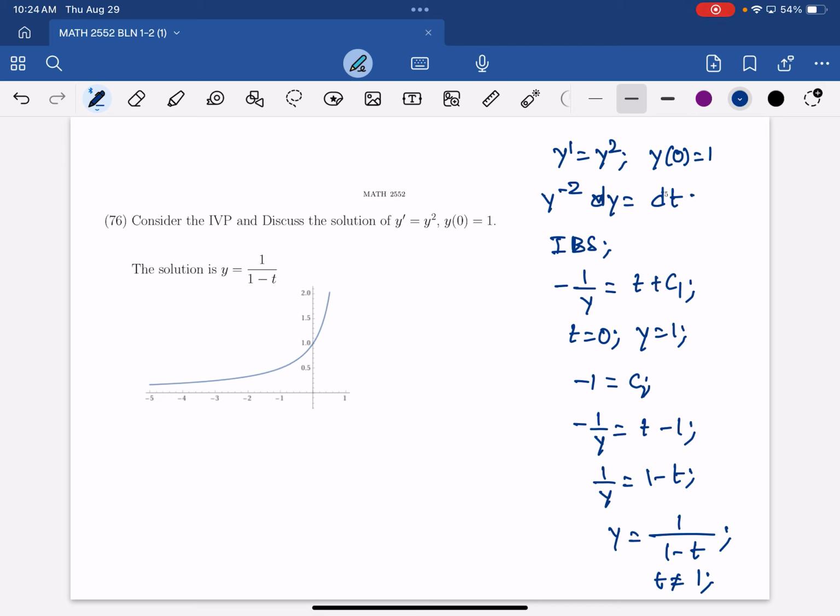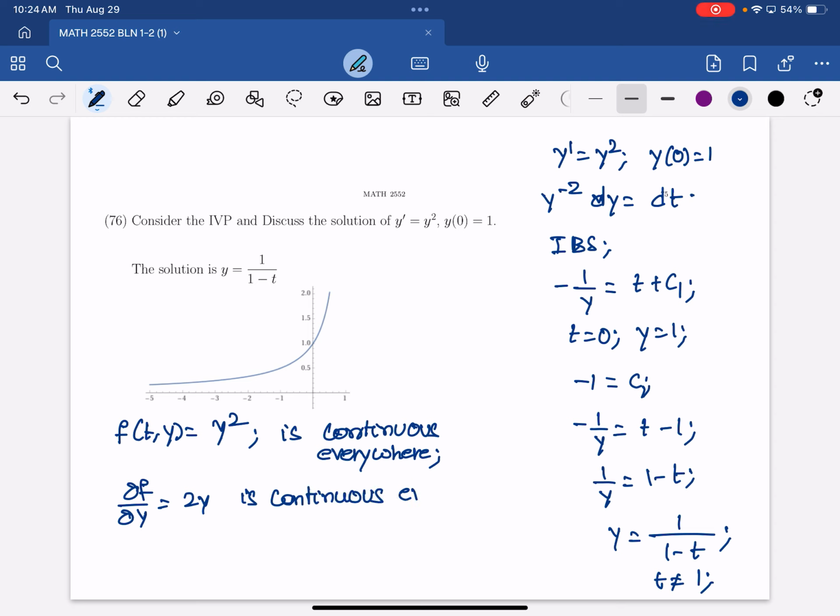What does our theorem tell us? f of t, y is going to be what? y squared. Where is f continuous? Everywhere again. Are you with me? Yes? Okay, it's continuous everywhere. Where is partial f partial y continuous? What is partial f partial y? 2y is continuous everywhere as well.